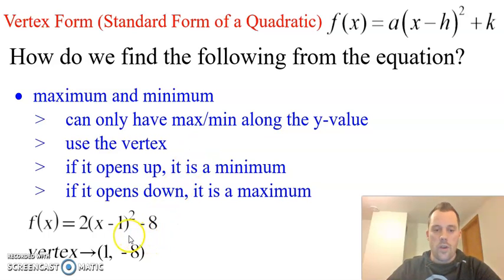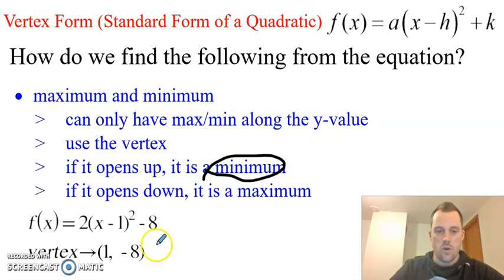So we're either going to go up from this point or down. And since the a value is positive, our parabola opens up. So that means the vertex is going to be at the bottom of our parabola. So this is a minimum value here. So we can circle this and say minimum since it opens up.